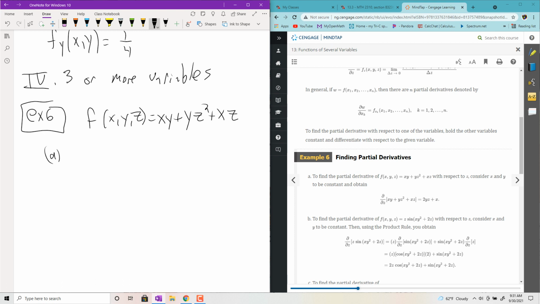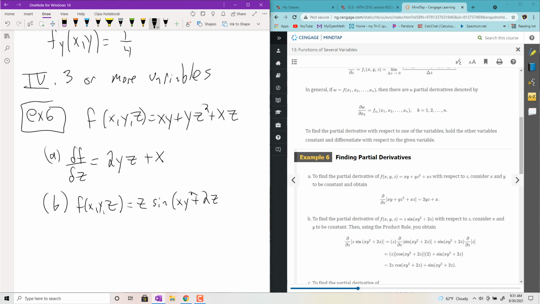So part A, the partial of f with respect to z will equal, the first term will just be 0 because there's no z there, it's just constant. The second term will be 2yz, and then the third term will be x. Okay, so yay. Part B, they give you a different function, f of x, y, z equals z sine of (xy squared plus 2z).